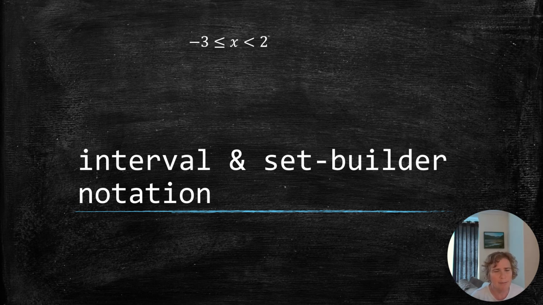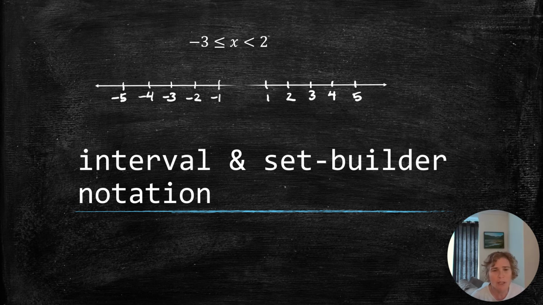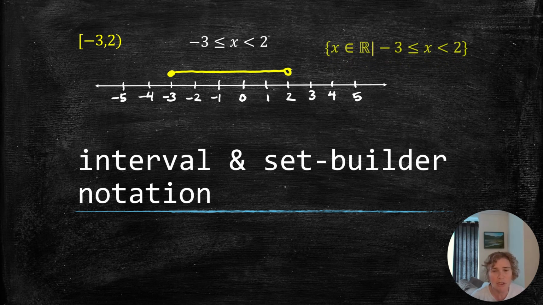So coming into this video, you should be familiar with what an inequality looks like. This one says -3 is less than or equal to x is less than 2. You should also be familiar with how to graph it. And then I'm just going to show you the notation so you know if this is the right video for you. So interval notation would look like the one on the left, and set builder notation like the one on the right.